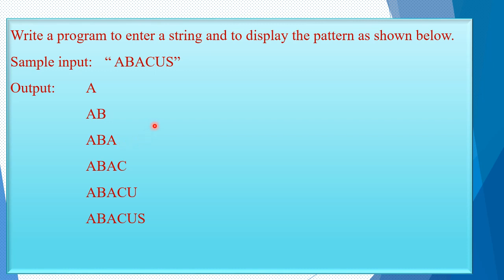We know to display a pattern normally we use nested loop, outer loop and inner loop. The outer loop variable normally stands for the number of rows, and the inner loop variable represents the number of columns. So here there are 6 rows and the number of columns is different on different rows. Okay, go to the program.